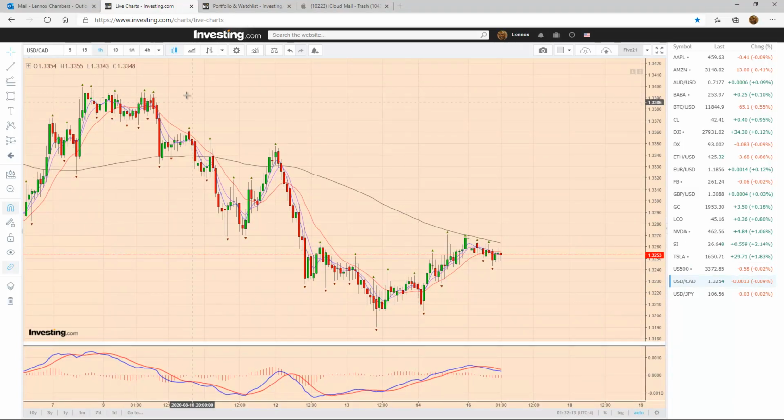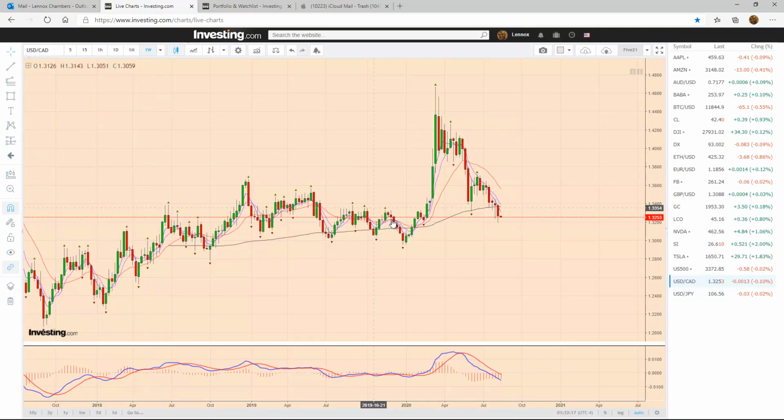USD CAD, okay, we'll go to the weekly as well. And here we go. So on the weekly, USD CAD is doing basically the same move as the US dollar futures index, and it is on its way down. We're at a support area, and we could push through and challenge this area here. Okay, so looking pretty good. And let's drop to the daily.